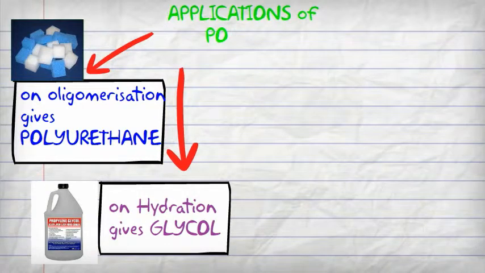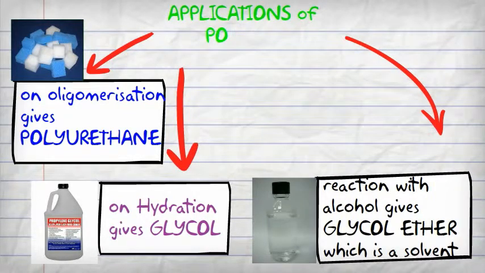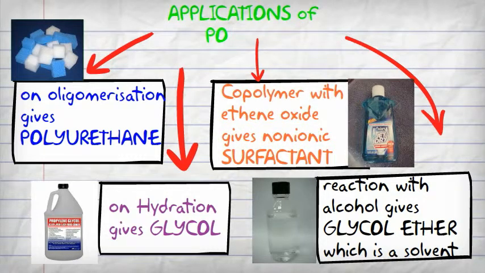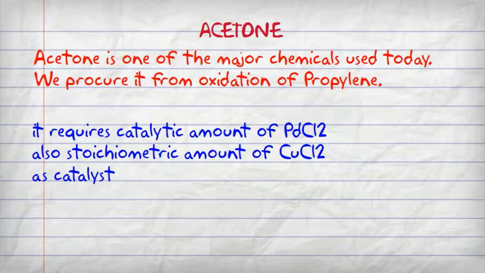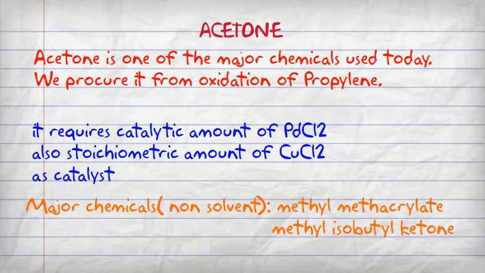It is used in production of polyurethane. It is hydrated to give glycol. Its reaction with alcohol gives glycol ether. Its copolymer with ethylene oxide gives surfactant. Acetone is one of the major chemicals used today. We procure it from oxidation of propylene in the presence of a catalyst.